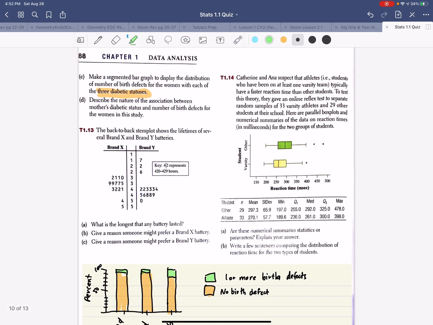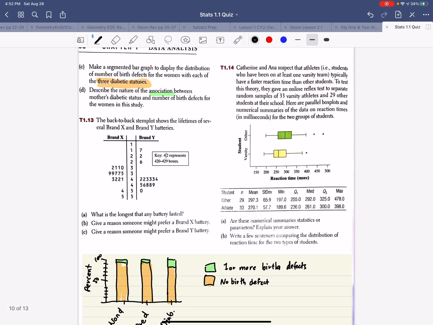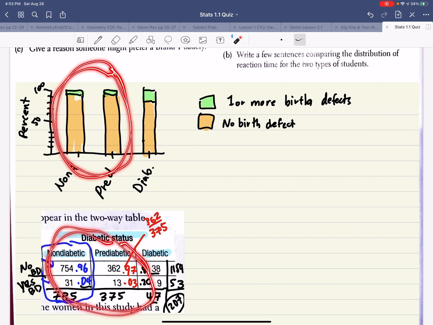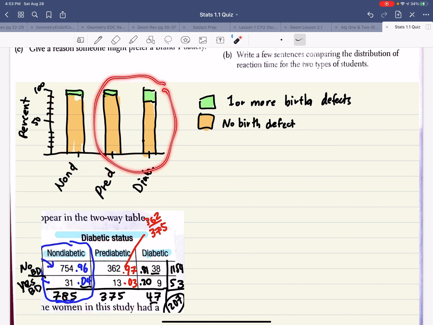Now it says D, describe the nature of the association. So between these two categorical variables we analyzed, right? So we can say that if we were just analyzing these two, we could say there is no association or almost no association because this data is almost identical. But here, since the data does look different as we compare all three, or we compare this one to these, we notice that there is an association, okay? So we have to go for it and state what we mean.